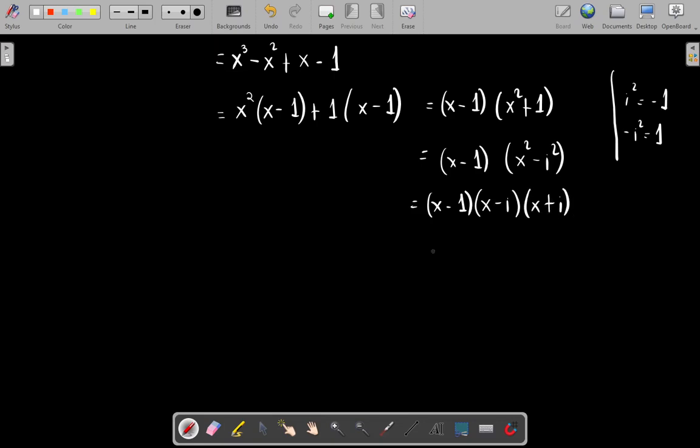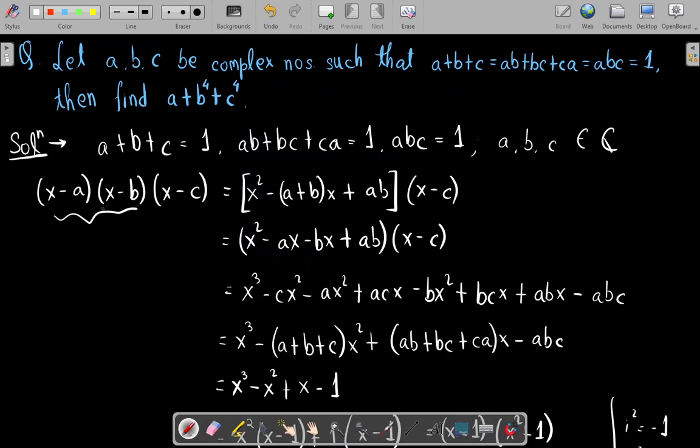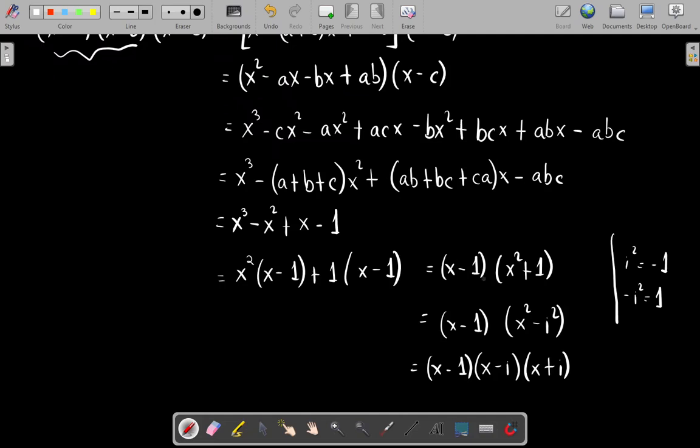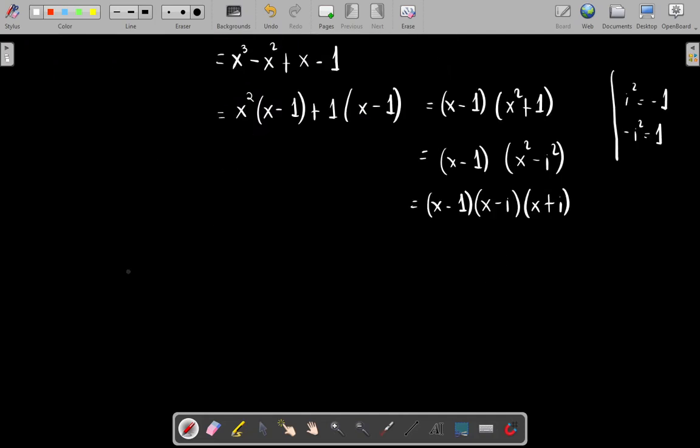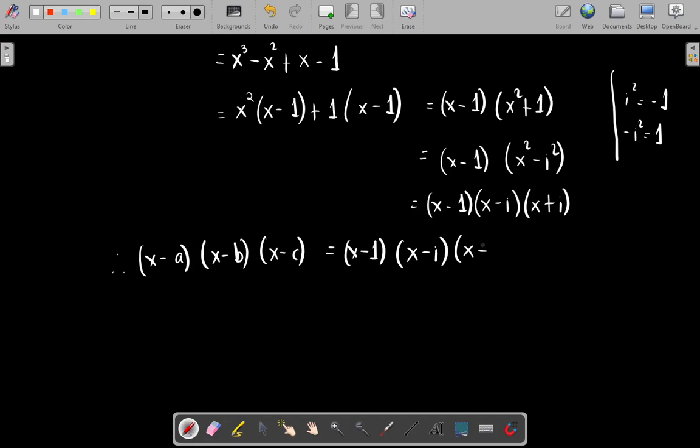So these are the three values of x minus a times x minus b times x minus c. This becomes this. Okay. So we have x minus a times x minus b times x minus c becomes x minus 1 times x minus i times x plus i. Okay. So first two terms are all right, no issue there.